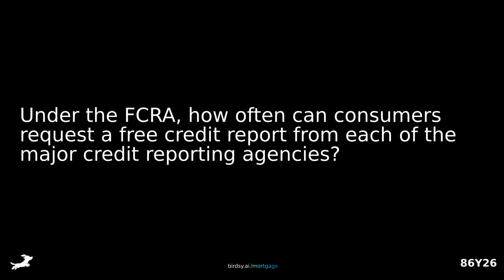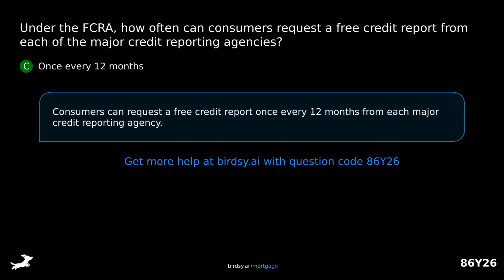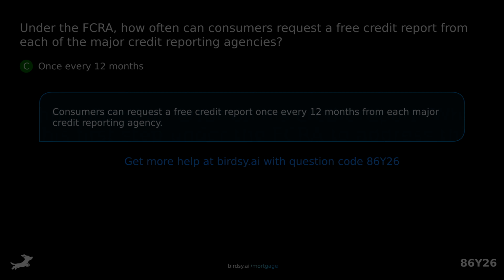Under the FCRA, how often can consumers request a free credit report from each of the major credit reporting agencies? Is it A, every 6 months? B, every 3 months? C, once every 12 months? Or D, twice a year? The answer is C, once every 12 months. Consumers can request a free credit report once every 12 months from each major credit reporting agency.